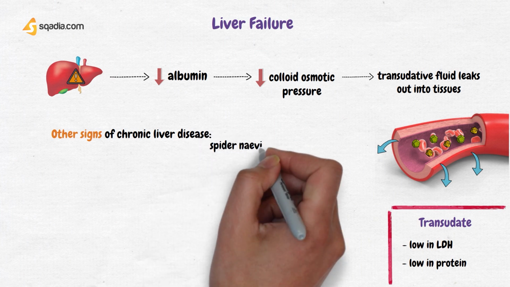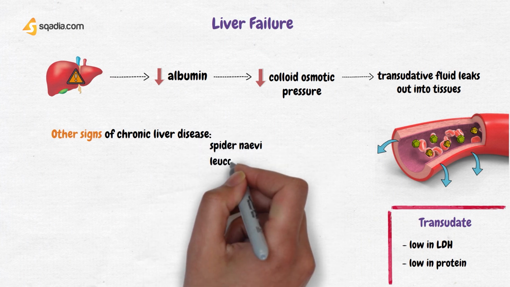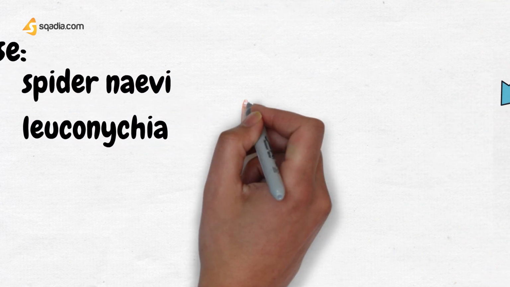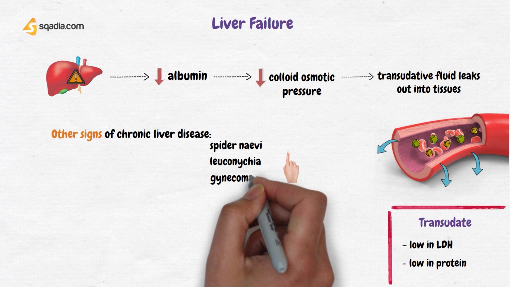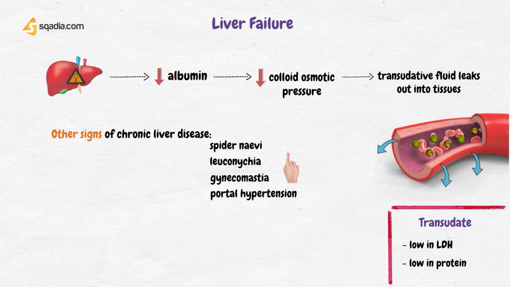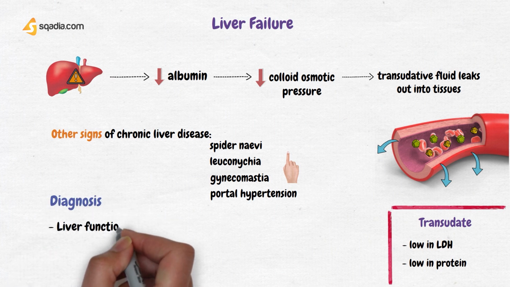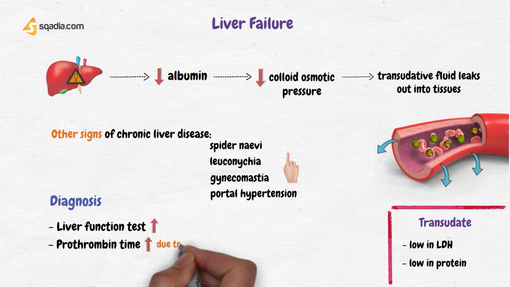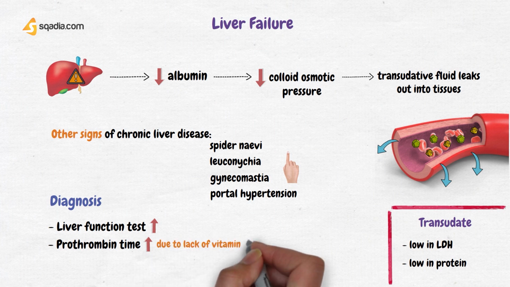Other signs of chronic liver disease include spider nevi that are swollen vessels just under the skin, leukonychia, which is the whitening of nail beds, gynecomastia, the abnormal enlargement of breasts, and portal hypertension. Diagnosis of liver disease or failure is based on a combination of liver function tests that become raised and prothrombin time, which is also raised due to the decreased production by the liver of clotting factors that need vitamin K for their synthesis.